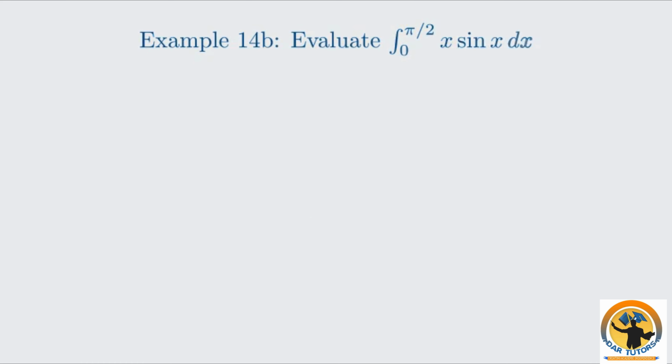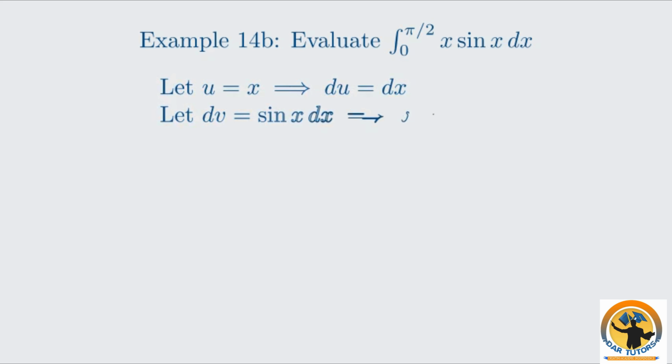Let's evaluate the integral from 0 to pi over 2 of x sin x dx. Using LIATE, x is an algebraic function and sin x is a trigonometric function. A comes before T, so we choose u equals x. Let u equal x and dv equals sin x dx. Then du is dx and v is the integral of sin x, which is negative cos x.